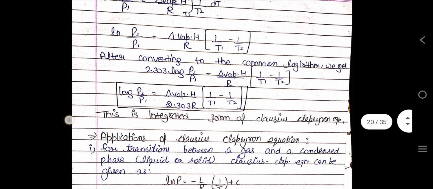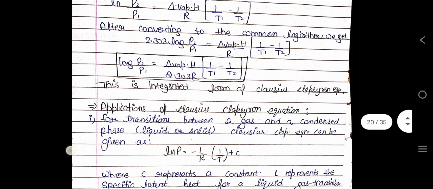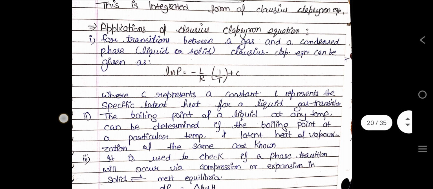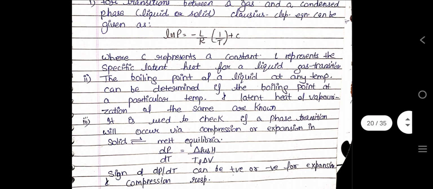One more popular form of the Clapeyron equation is the integrated form: d ln P is equal to del vaporization H by RT square dT. In the temperature change from T1 to T2, pressure varies from P1 to P2. Integrating, ln of P2 by P1 is equal to del vaporization H by R into integral of 1 by T square dT, so ln of P2 by P1 is equal to del vaporization H by R into (1 by T1 minus 1 by T2).